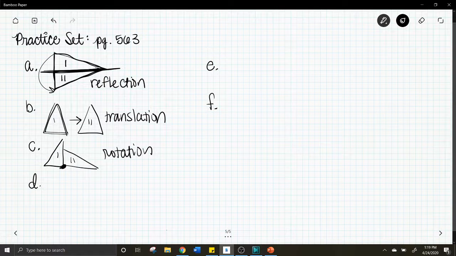That's really cool. We just rotated the triangle around that point. So this point turned here and this point turned here.